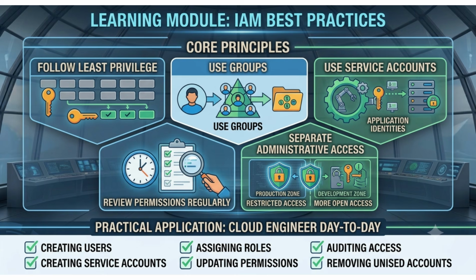IAM best practices. Every cloud engineer should follow these IAM principles. Follow least privilege. Grant only the access required. Use groups. Avoid assigning permissions individually whenever possible. Use service accounts. Applications should use service accounts rather than personal credentials. Review permissions regularly. Remove unnecessary access promptly. Separate administrative access. Production environments should have tighter controls than development environments.